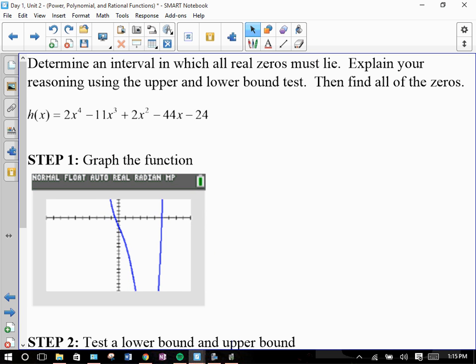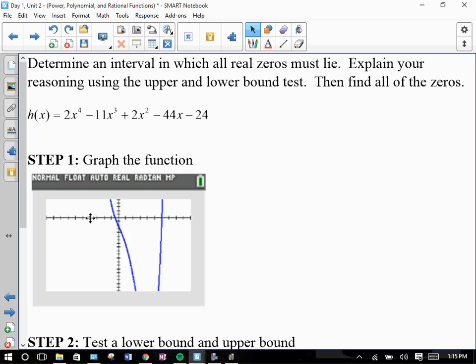First of all, how many zeros does this function have? It has 4 zeros. Why is that, Nicola? Because the highest degree is 4. It has 4 zeros, 2 of which are real. The other 2 are imaginary. They're non-real. Hopefully you've heard that before.